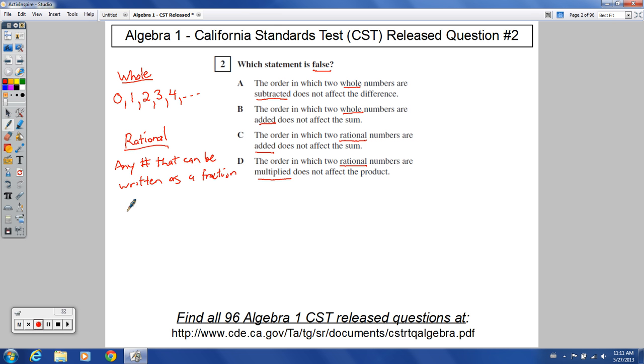Or, non-terminating, I shouldn't say that, I'm sorry. I should say terminating or repeating. I didn't mean non-terminating. Terminating just means it has an end to it, so it's a terminating or repeating decimal. I'll give you some examples of numbers like that.